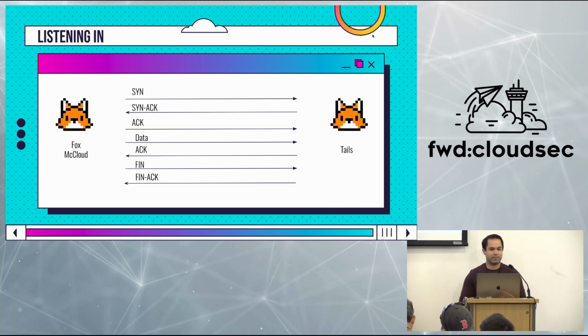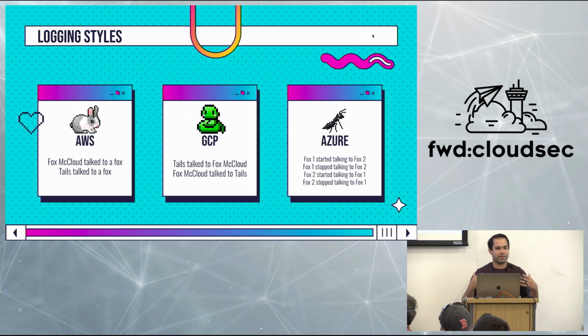So here we have a basic TCP communication where Fox McCloud is sending some data to Tails. Each of them has various logging styles in which they capture this communication, right? It's not a full packet capture, that'd be too much information. So with AWS, we get a brief snippet of Fox McCloud talking to a Fox. And AWS will then say, Tails talked to a Fox as well.